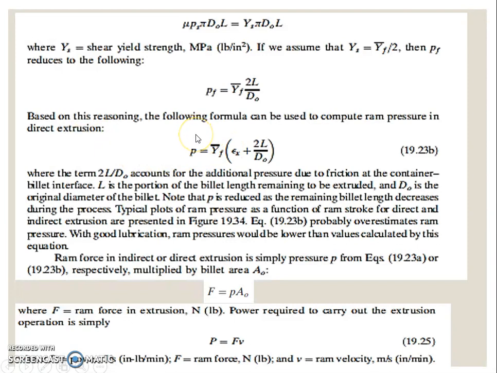Now how do you calculate the ram force? Ram force is calculated by using the equation F equal to P times A naught, where P is the ram pressure and A naught is the billet area. Finally, we have to calculate the power. Power equal to FV, where F is the ram force and V is the ram velocity.